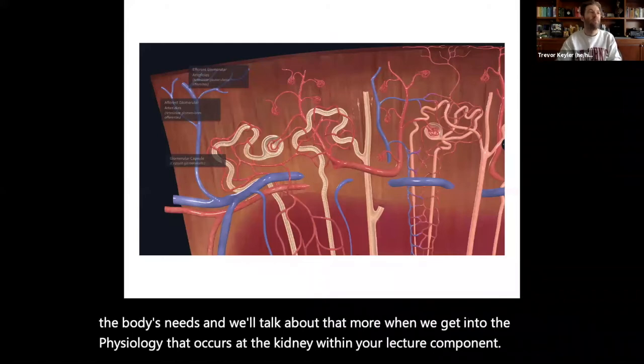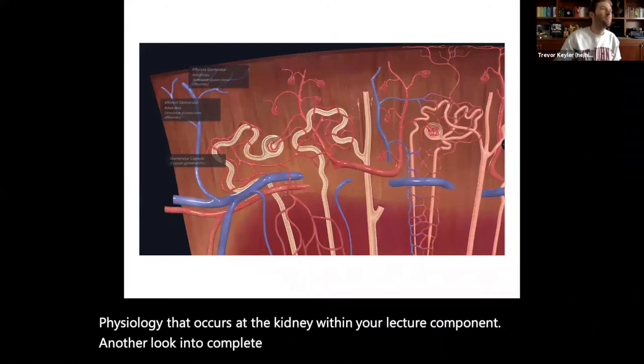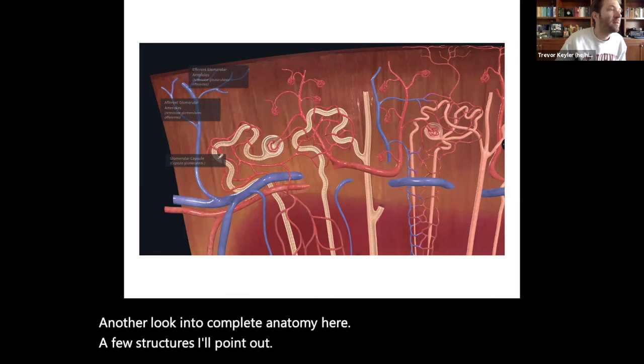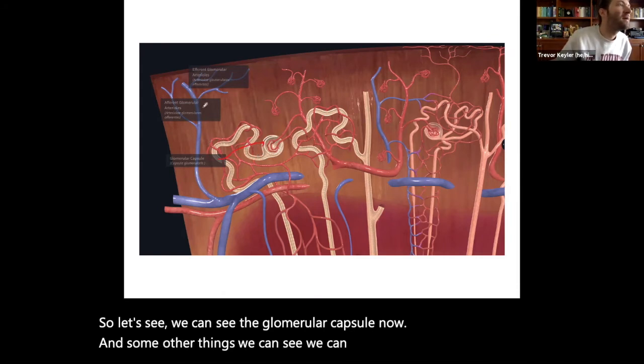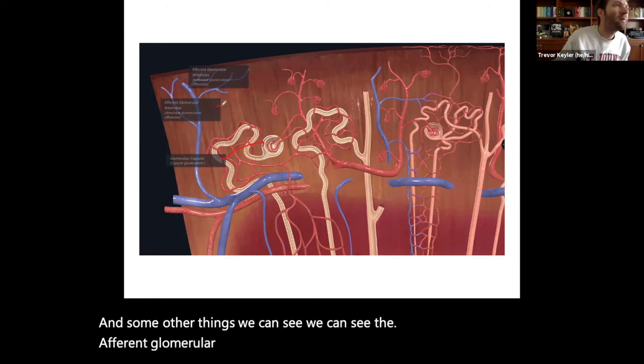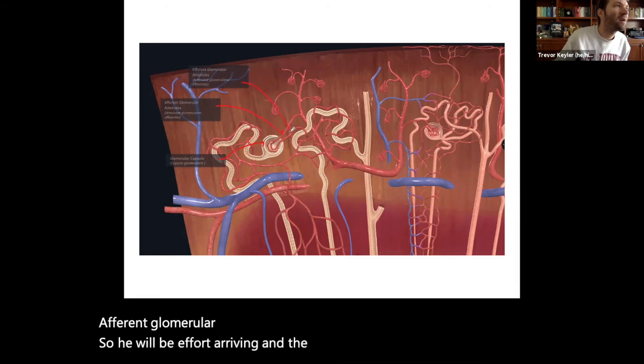Another look into Complete Anatomy here. A few structures I'll point out. So let's see. We can see the glomerular capsule now. And some other things we can see are the afferent glomerular arteries. So here will be afferent, arriving, and then the efferent here.